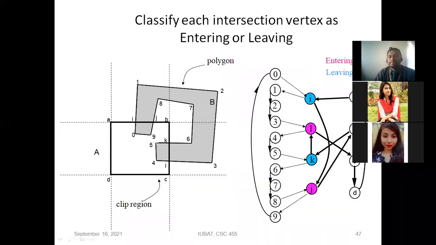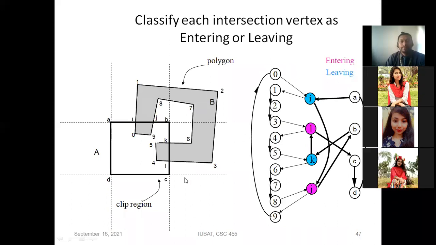Can you hear me now? Yes, sir. Yes, I think it got disconnected maybe, right? Can you see the screen? Yes, sir. Okay, sir.